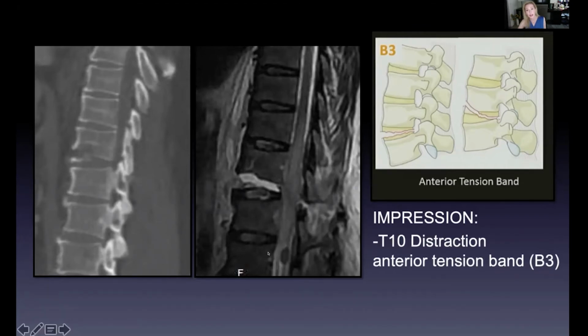Now, posteriorly too, we do have a disruption of the ligamentum flavum also, which, this is an anterior column injury, but sometimes they can have additional injuries of the posterior ligamentous complex as well, like this one did. So very severe injury.